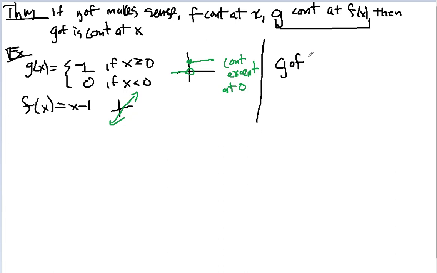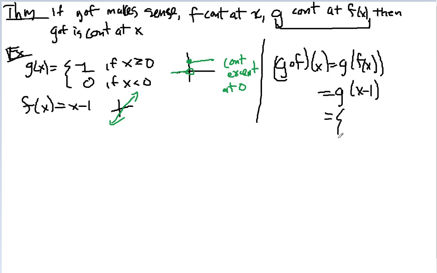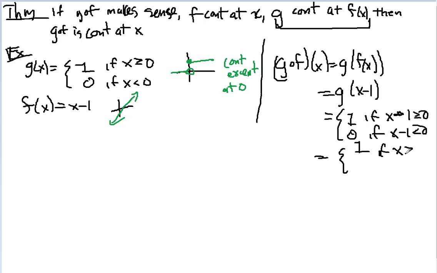G composed with F of X equals G of F of X, which equals G of X minus 1. G of X equals 1 if the input is bigger than or equal to 0. So G of X minus 1 equals 1 if X minus 1 is bigger than or equal to 0, and 0 if X minus 1 is less than 0. In other words, it equals 1 if X is bigger than or equal to 1, and 0 if X is less than 1.